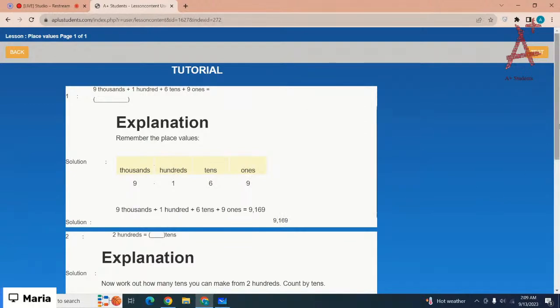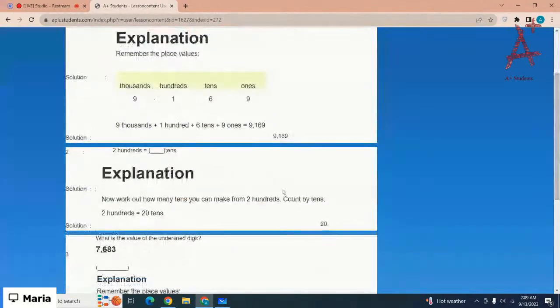Okay. So you have two hundreds equal how many tens, right? So you have to work out how many tens you can make from 200. Basically, you have to count by tens.